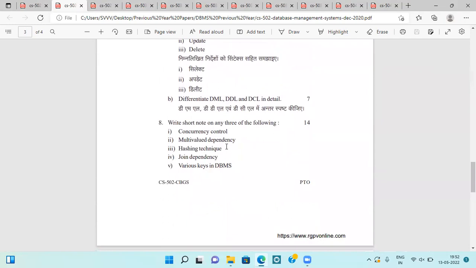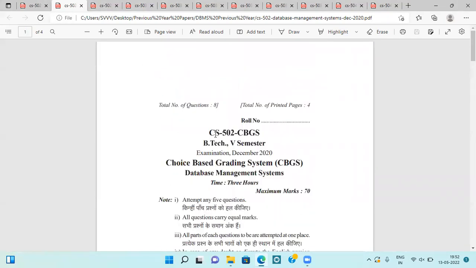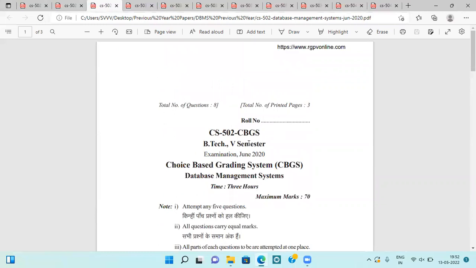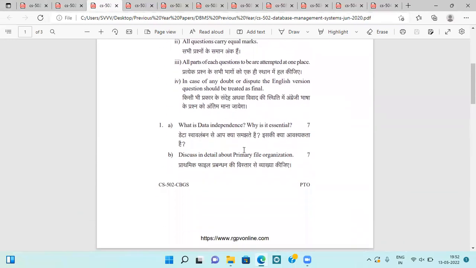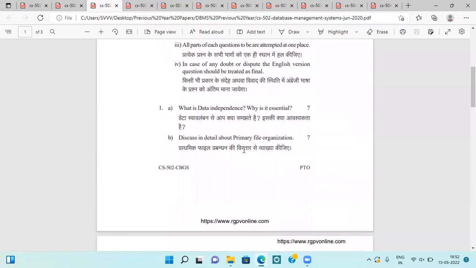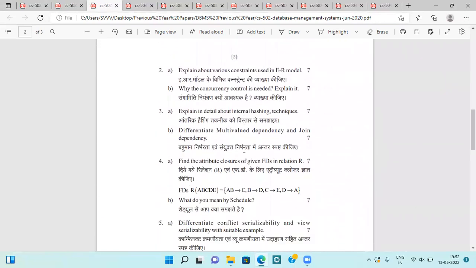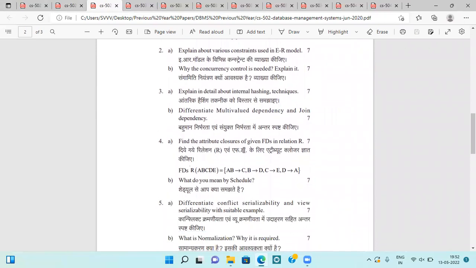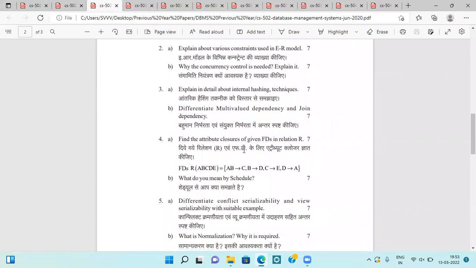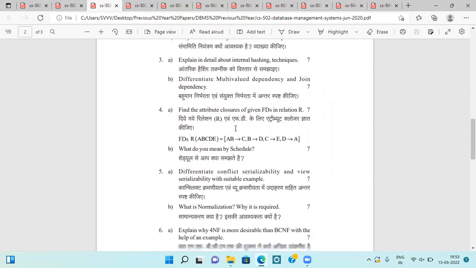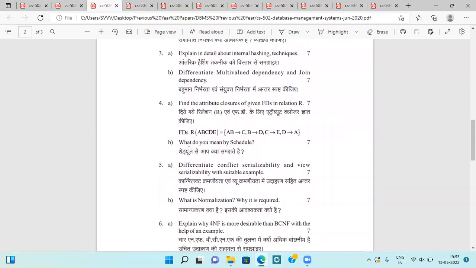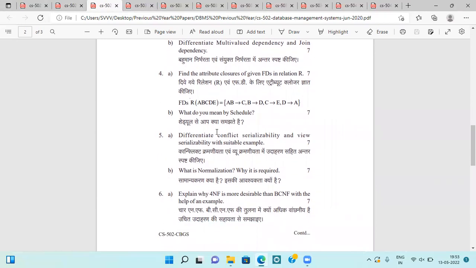Then short notes on concurrency control, multi-value dependency, hashing, joint dependency, various keys in DBMS. This is all about the question paper of 2020. Next is the question paper of June 2020, in which they have asked about data independence, primary file organization, then various constraints used in ER model, concurrency control, why it is needed, and we have to explain it, internal hashing techniques, multi-value dependency and joint dependencies, FDs are given, we have to find what the schedule is.